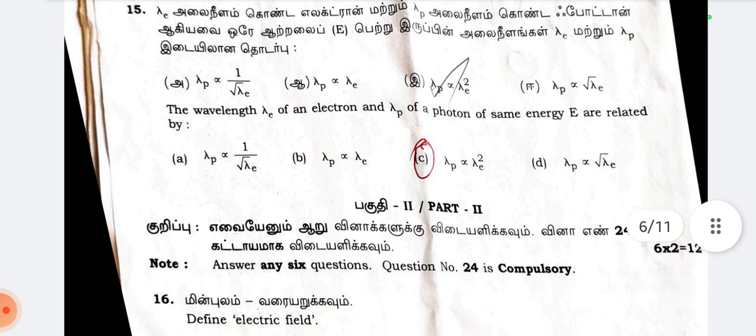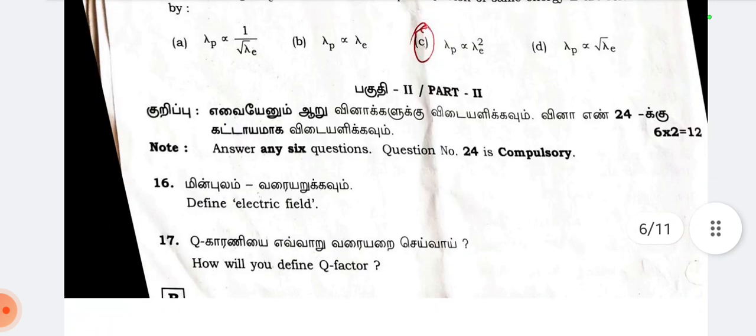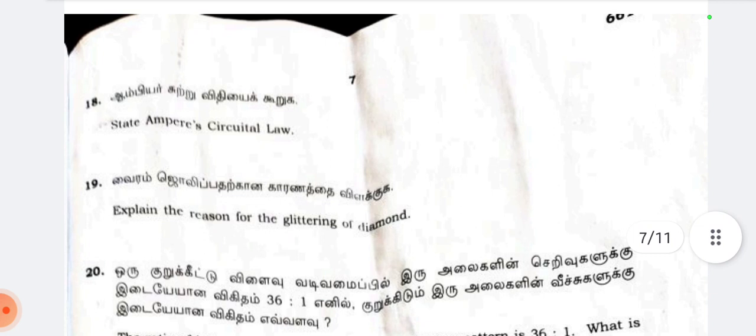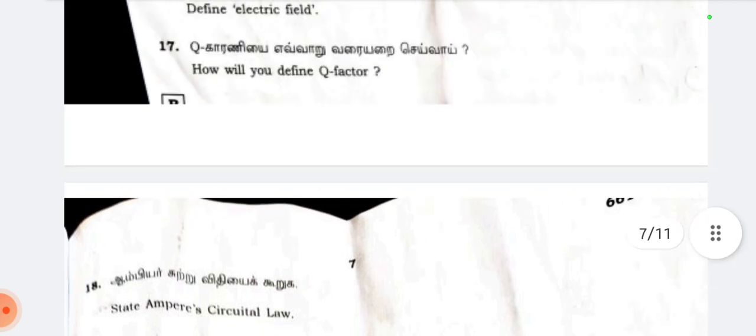15th question, the wavelength lambda e of an electron and lambda p of a photon of same energy E are related by option C, lambda p proportional to lambda e square. Part 2 questions. 16th question, define electric field. 17th, how will you define Q factor? 18th question, state Ampere's circuital law.